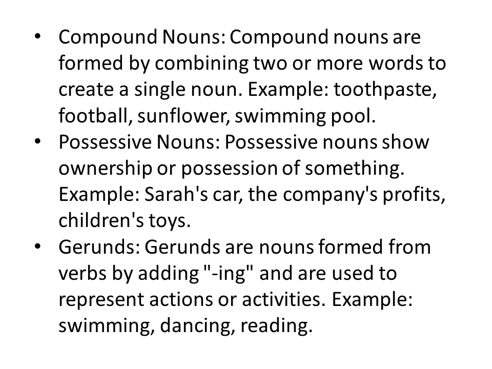Next type is gerunds. Gerunds are nouns formed from verbs by adding ing and are used to represent actions or activities. For example, swimming, dancing, reading. Swim is a verb. When we add ing to it, it becomes swimming. So, swimming is the gerund. Same for dancing, reading, writing.